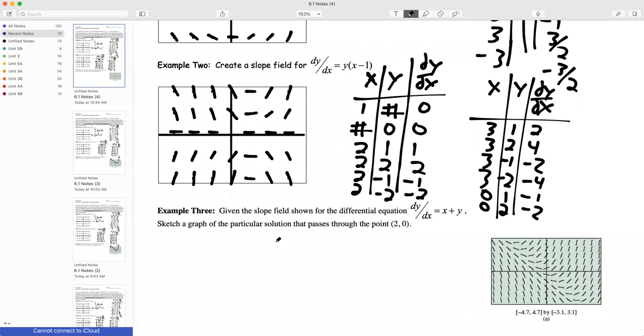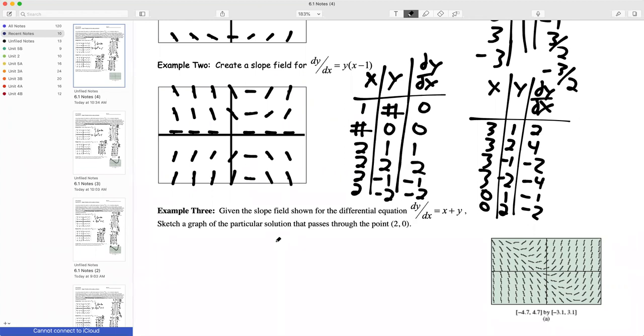There's one other thing that you probably need to know how to do, something associated with slope fields. And that is if they give us a slope field, given the slope field shown for the differential equation dy/dx is equal to x plus y, we need to sketch a graph of the particular solution. And so the way that we do that is we are going to sketch a graph that follows the slope field, and it also has to go through this point (2, 0).